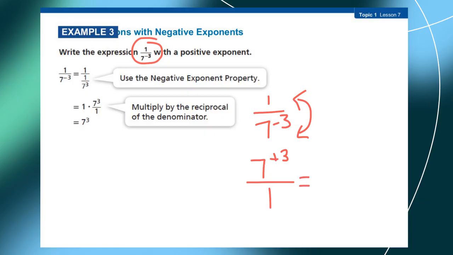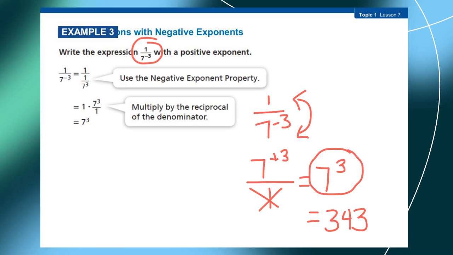Anytime you have a denominator of 1, you can ignore that. So I have 7 to the third power. I changed its location and I ditched the negative on the exponent. If I wanted you to go one step further, 7 to the third power is 343. This is simplified using a positive exponent. This is evaluated.